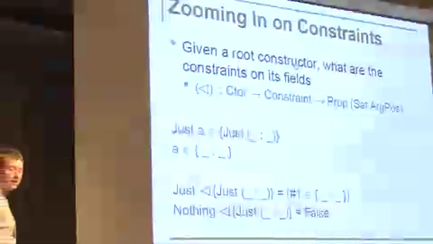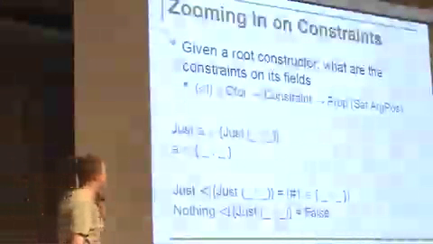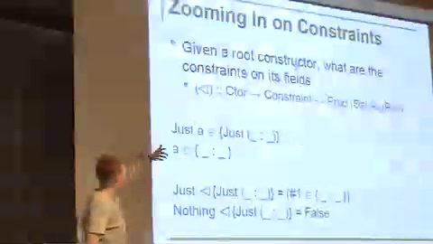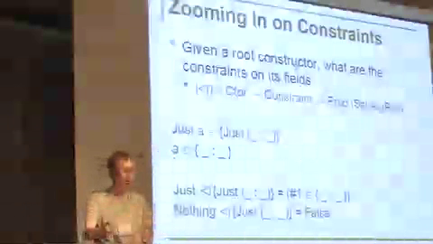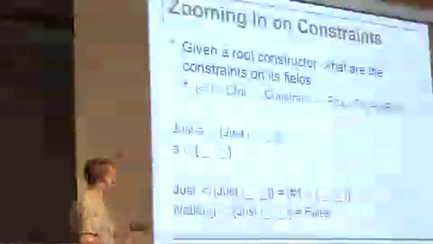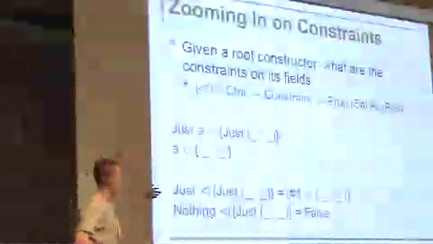And similarly, there's a zooming in on constraints operator. So if you have Just A being Just the cons, you then want to see, well, if I have a Just constructor at the front, what are the constraints that I have on the fields to the expression? And that's what this introduces.